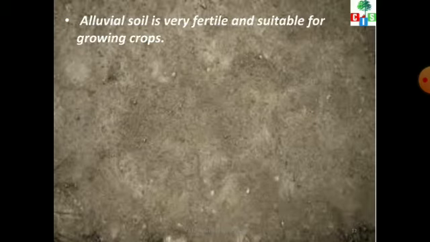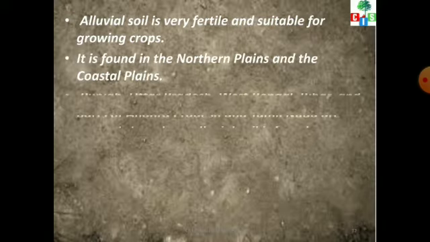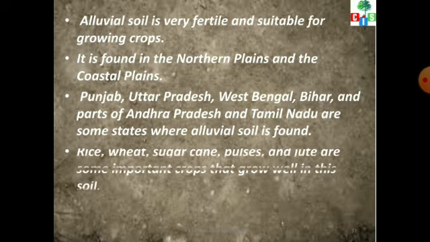Children, alluvial soil is very fertile and suitable for growing crops. Means it is very soft. We can grow crops there very easily. Northern plains and coastal plains have alluvial soil. So which states are covered over there? Punjab, Uttar Pradesh, West Bengal, Bihar, and parts of Andhra Pradesh and Tamil Nadu are some states where alluvial soil is found. Now which crops can we grow? Rice, wheat, sugarcane, pulses, and jute. These are some important crops that are grown in alluvial soil.